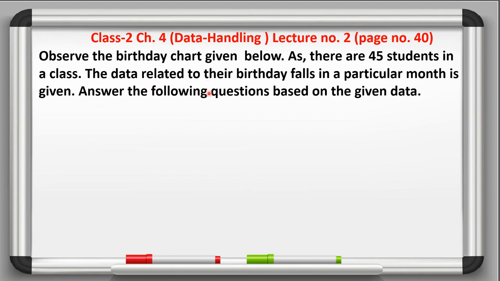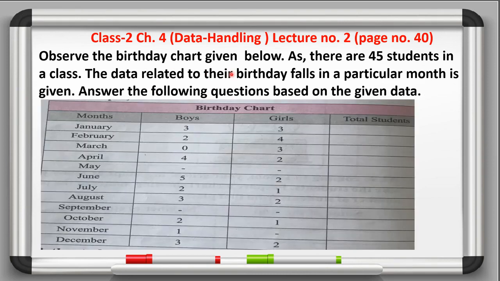So here beta we have been given this data. Here this is the birthday chart. Here we have given the months' names, January to December, and the birthday falls in a particular month. Here the number of boys and here the number of girls, and here we have to write the total students. ठीक है बेटा, जनवरी मंथ में कितने बच्चों का बर्थडे आता है?